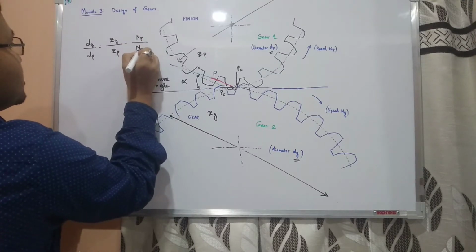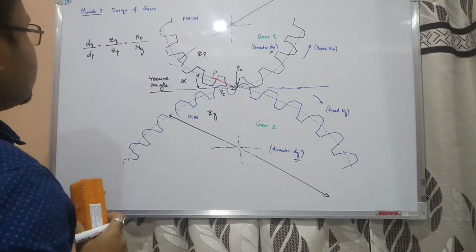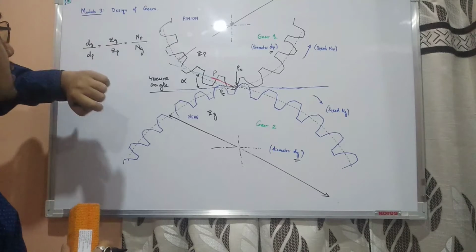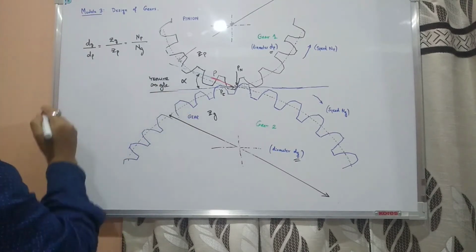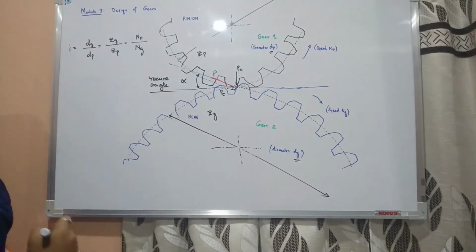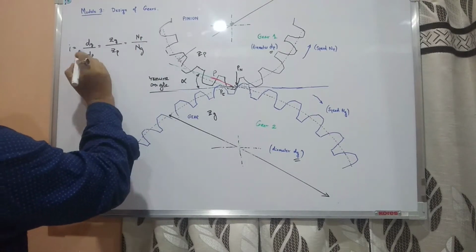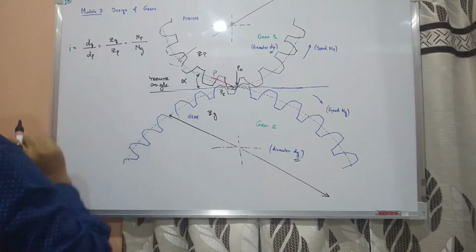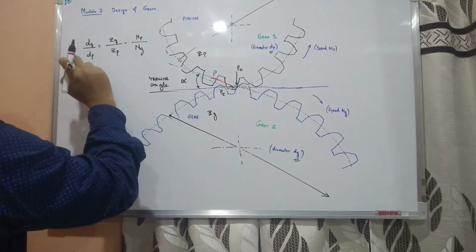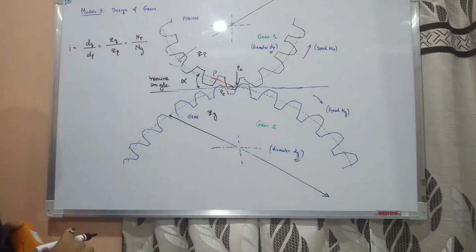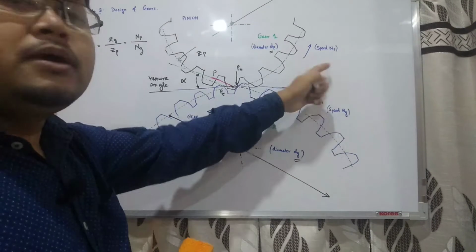So this is np by ng. This speed is more, this speed is less. This is called the speed ratio. From here, if the speed ratio is given, we can find the diameters if one of them is known. I mean, the speed ratio can be found if you already know their RPM, the speeds.